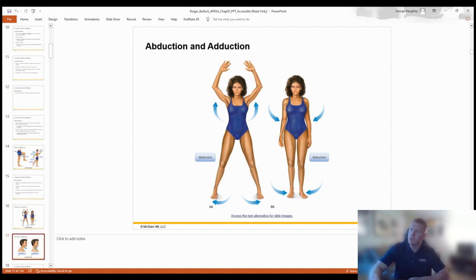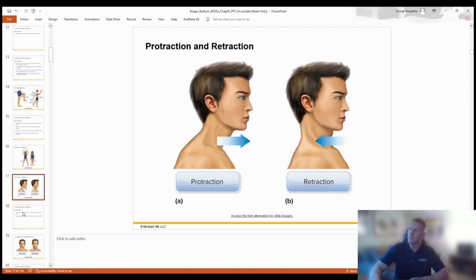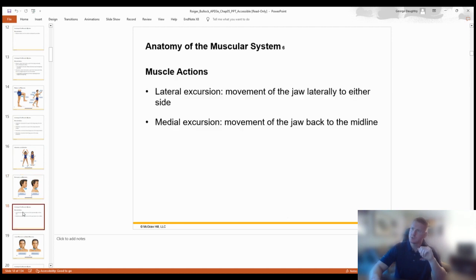So appreciate a few of these pictures. They are helpful. Know the jaw. That's kind of unique, actually. It's a little awkward to demonstrate, but if I move the jaw forward, I have protracted it. And if I move the jaw backward, toward the midline, then I have retracted it. So a couple more things to appreciate.